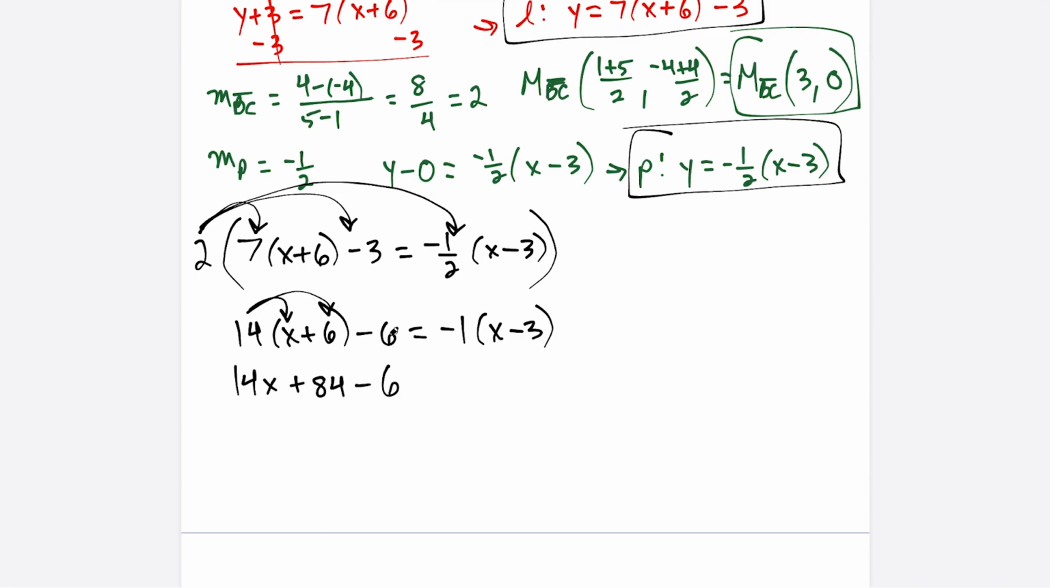Remember, we're not distributing the 14 to the minus 6 because that's not inside the parentheses. And now this is equal to, we have negative 1 times x is negative x. And we have negative 1 times negative 3 is positive 3. So for this part, we just have to simplify a little bit. So we could say 14x plus 84 minus 6 is 78 equals negative x plus 3.